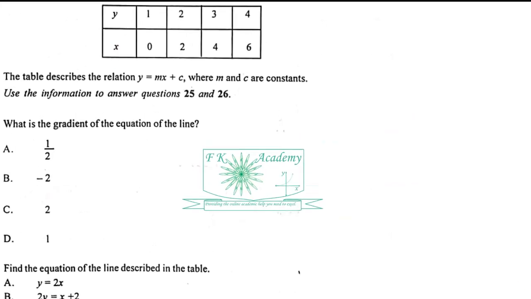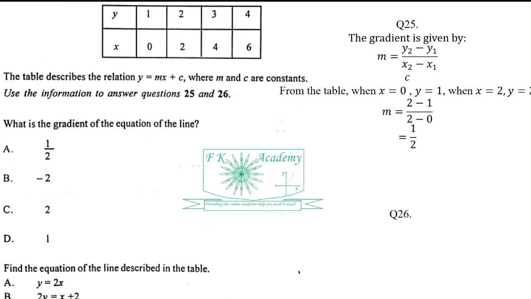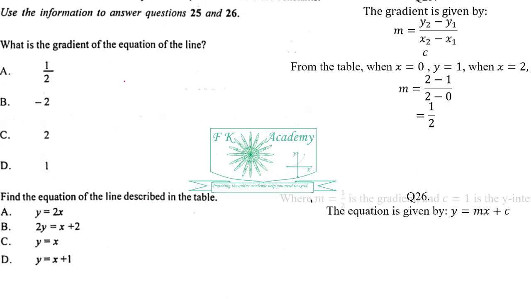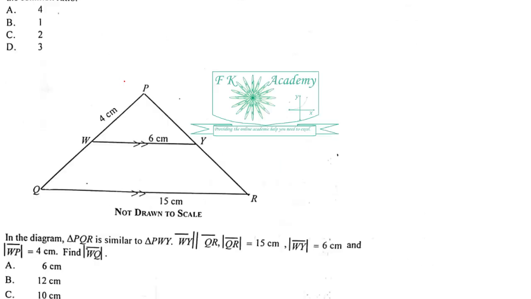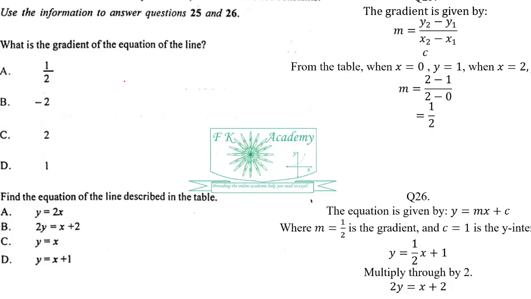The table describes the relation y equals mx plus c, where m and c are constants. Use the information to answer questions 25 and 26. What is the gradient of the equation of the line? The gradient is 1 over 2. So the equation will be 2y equals x plus 2.